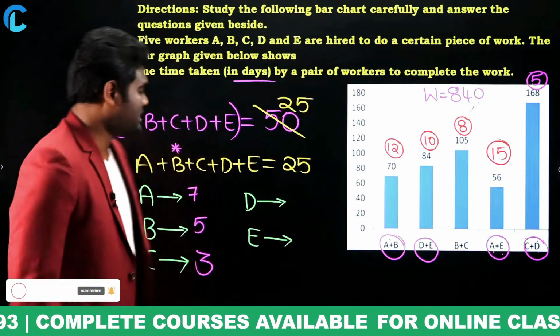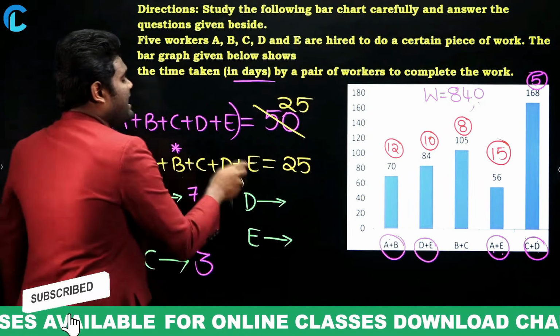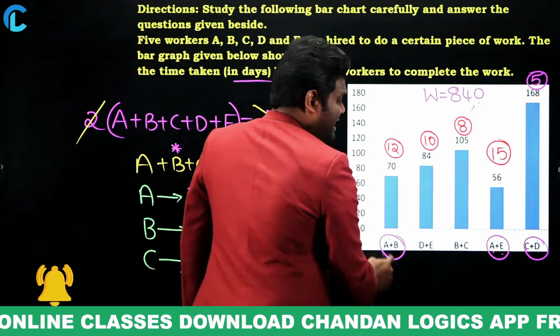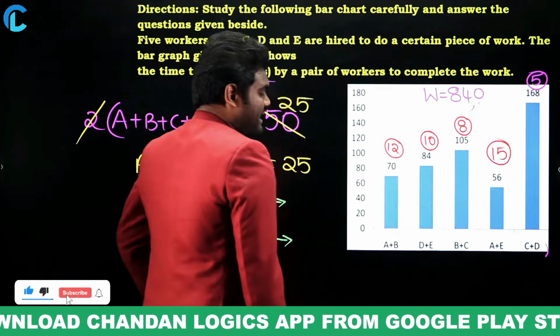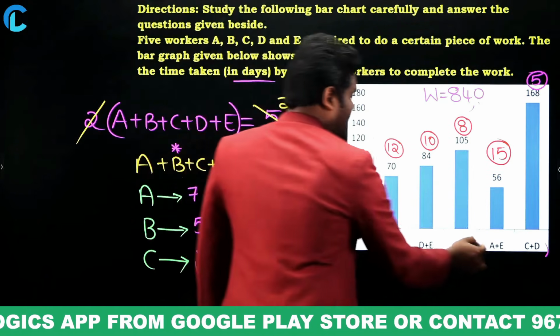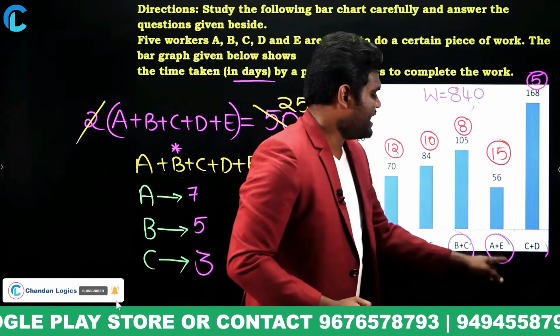Is that clear? Next, I need to know D. If I need to know D, it means A, B, C, E should be subtracted. Yes or no? A, B, C, E should be subtracted. Look here: A, B, C, E. So A, B, C, E should be subtracted.